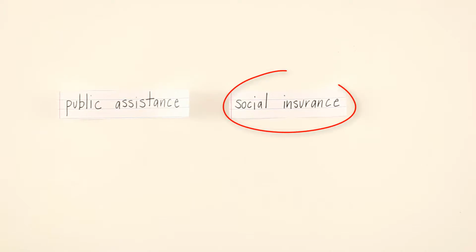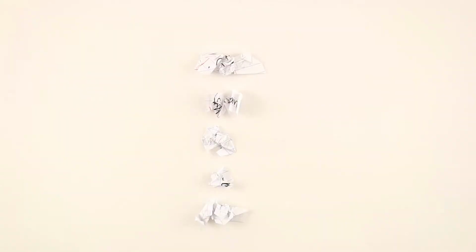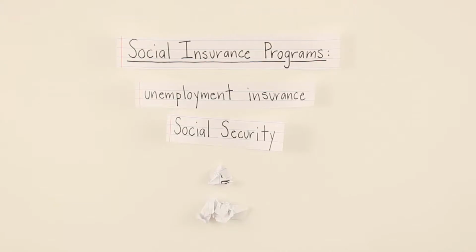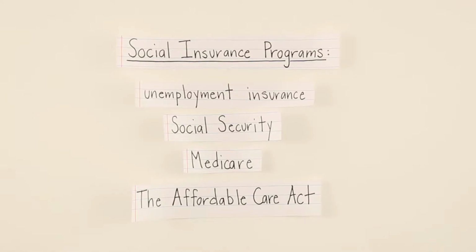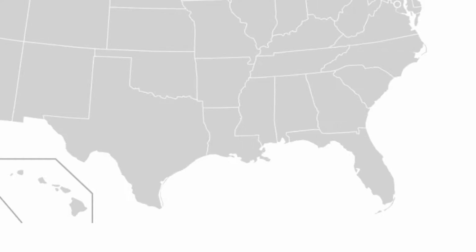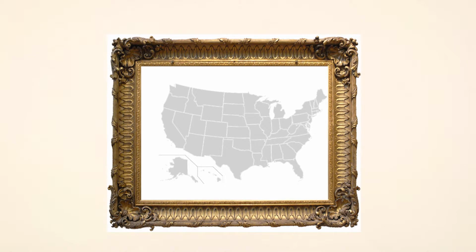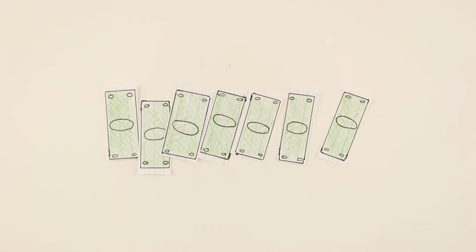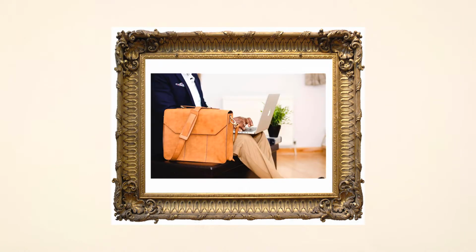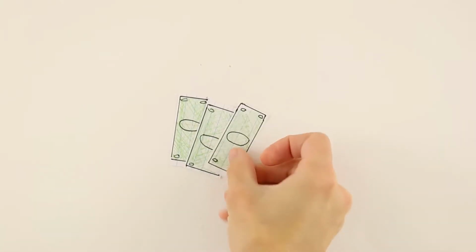Now we'll discuss social insurance. The federal government has four main programs: unemployment insurance, Social Security, Medicare, and the Affordable Care Act. Unemployment insurance is a government program that helps people who have lost their jobs. The state and federal governments work together to provide the insurance, which is funded by taxes paid by employers. If a worker is laid off from their job, they can apply for unemployment insurance and temporarily receive money from the government until they find a new job.